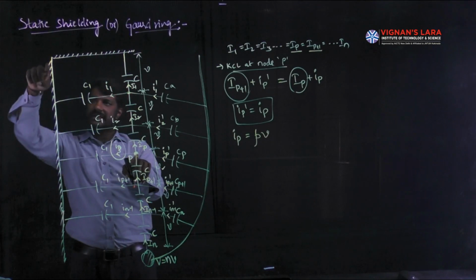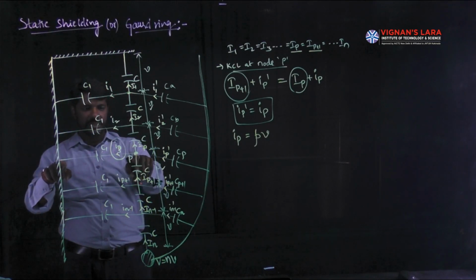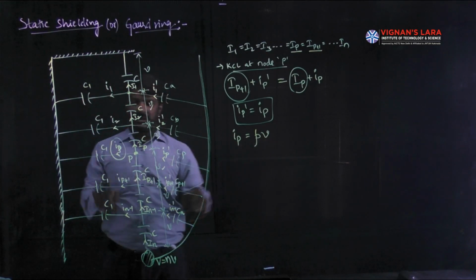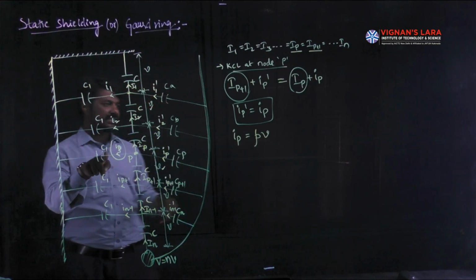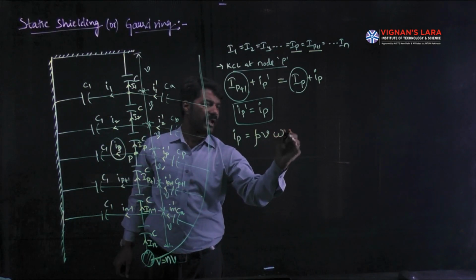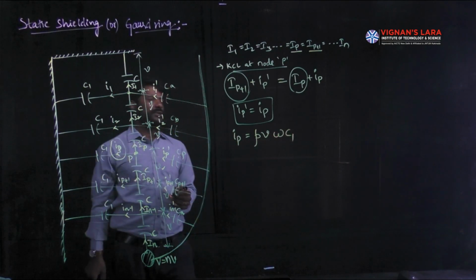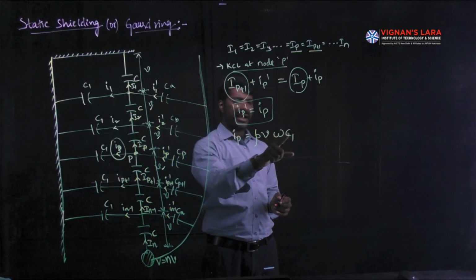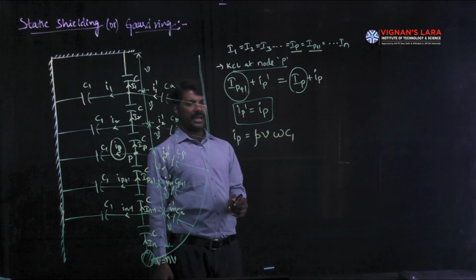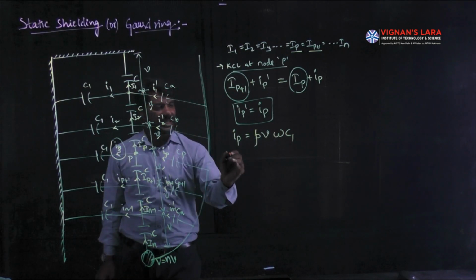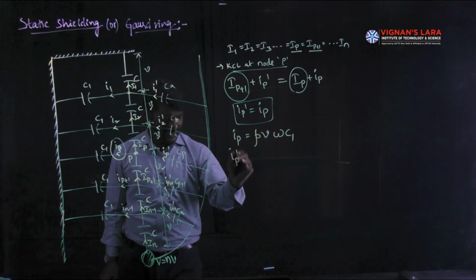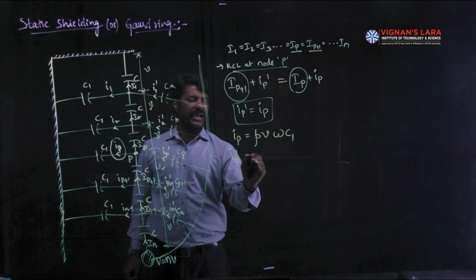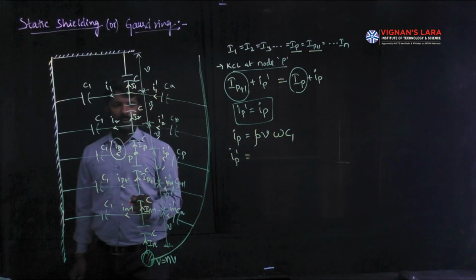Cross arm is extended to the support structure also. Therefore, between these two, the node voltage is PV against a capacitance of C1. Then omega into C1 is the ohmic value. So current IP is equal to PV omega C1. And in the next line I have to write the magnitude of the next current called IP dash. What is IP dash?